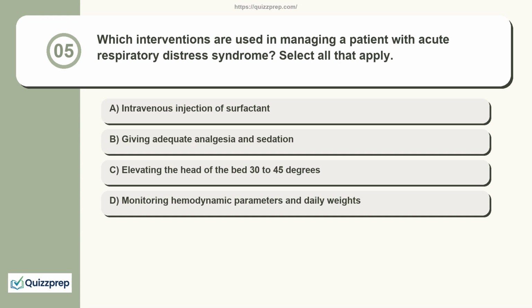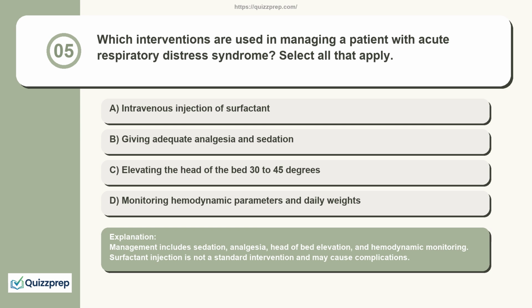Question 5. Which interventions are used in managing a patient with acute respiratory distress syndrome? Select all that apply. Intravenous injection of surfactant, giving adequate analgesia and sedation, elevating the head of the bed 30 to 45 degrees, monitoring hemodynamic parameters and daily weights. Management includes sedation, analgesia, head of bed elevation, and hemodynamic monitoring. Surfactant injection is not a standard intervention and may cause complications.